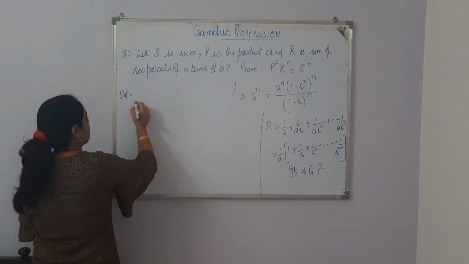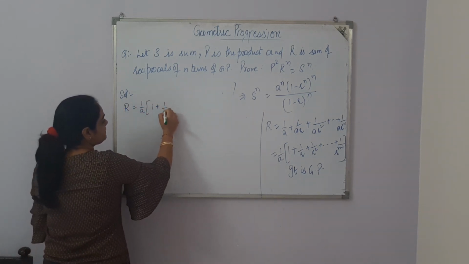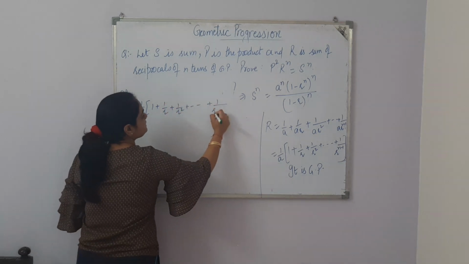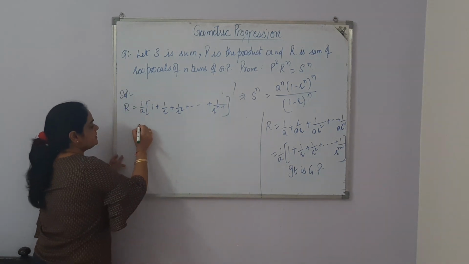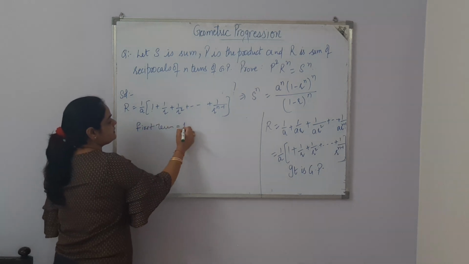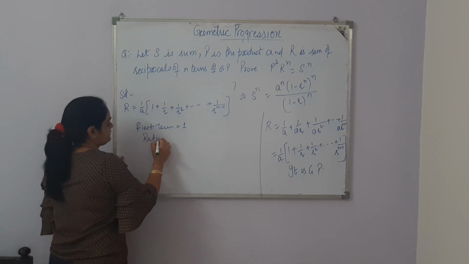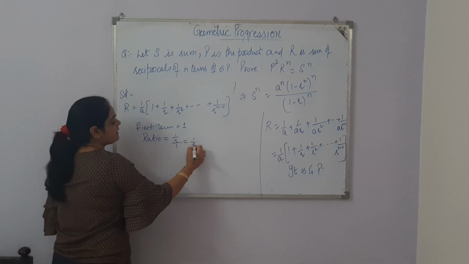Now, R is 1 by a times 1 plus 1 by r plus 1 by r square, and so on up to 1 by r raised to power n minus 1. Here's the GP where the first term inside the bracket is 1, and the common ratio is 1 by r upon 1, which is 1 by r.